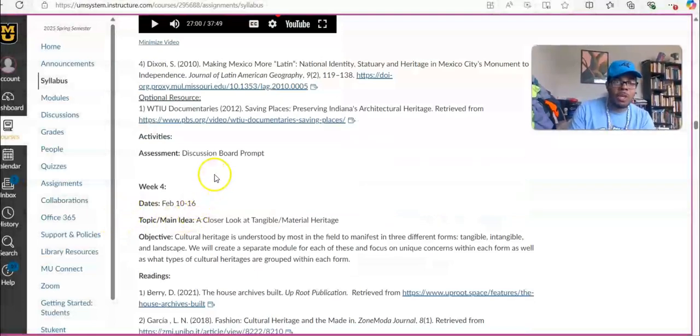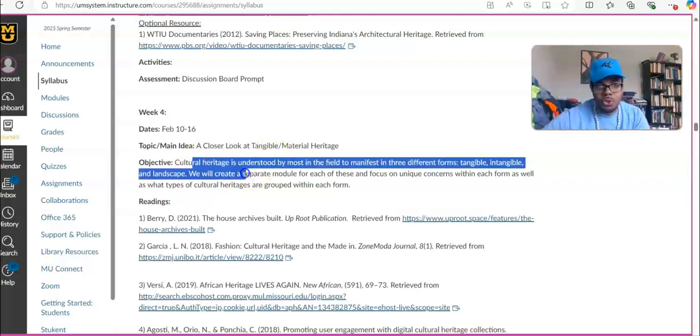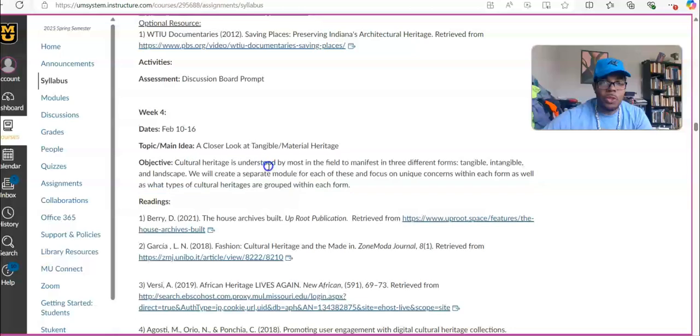So that would be week 3. In week 4, we're taking a closer look at tangible heritage. Cultural heritage is understood by most in the field to manifest in 3 different forms: tangible, intangible, and landscape. We will create a separate module for each of these and focus on unique concerns with each form, as well as what types of cultural heritages are grouped into them. So this is tangible.